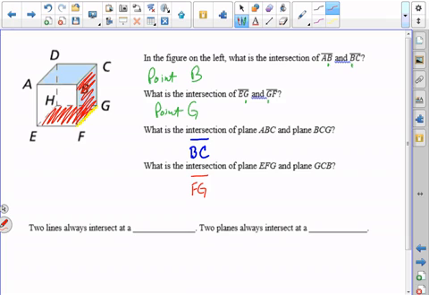So the blanks at the bottom, we really needed to answer these 4 questions first to see what we put in here. So 2 lines, what we see for the first 2 questions, they are going to intersect at a point, whereas planes will intersect at a line of some kind, a line or a line segment. So that is going to conclude some of the basics that we talk about in geometry for the first time.